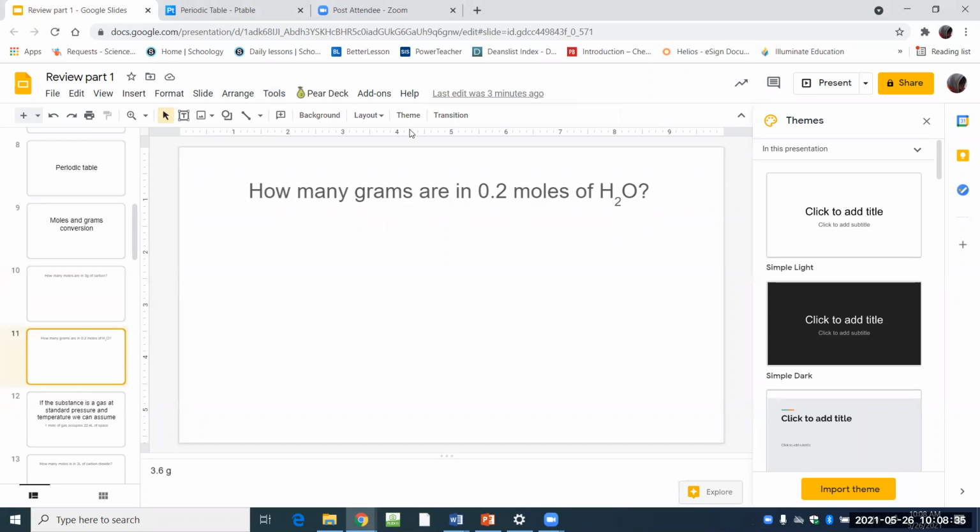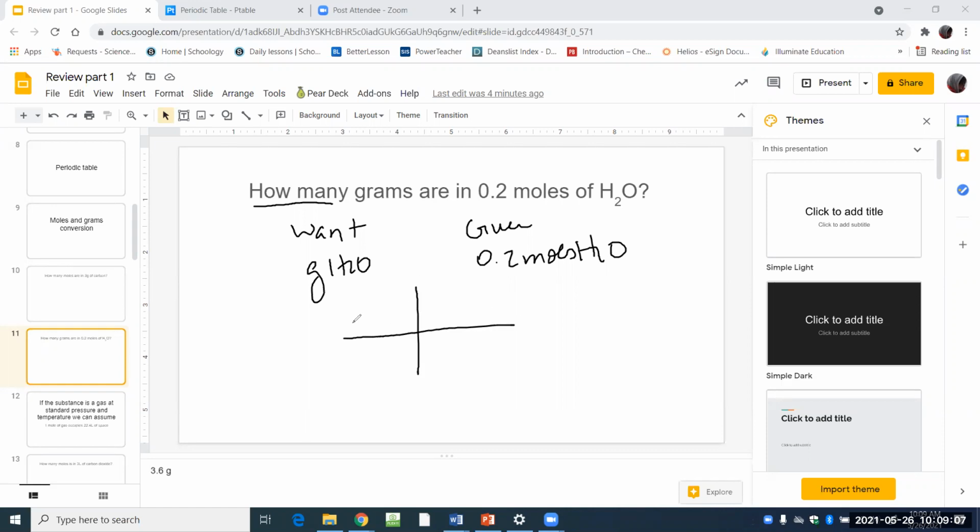Okay, so this is another problem. So how many? That's my operating sentence or my operating term. How many? Whatever comes next has to be the want. How many grams of water are in? "Are in" means that this is my given: 0.2 moles. And we are only talking about water at this point. So I set up my dimensional analysis where my given is 0.2 moles of water, and I know that I want grams of water.